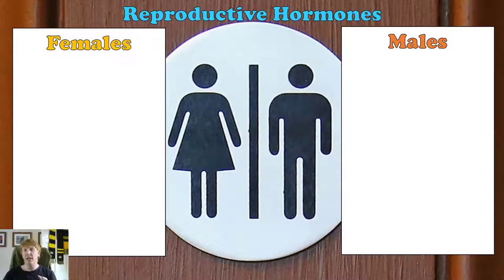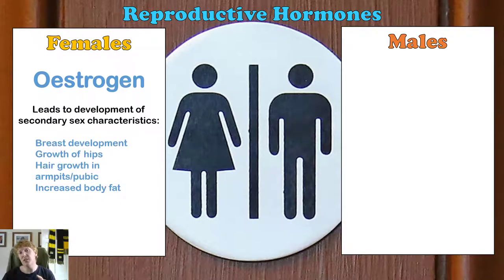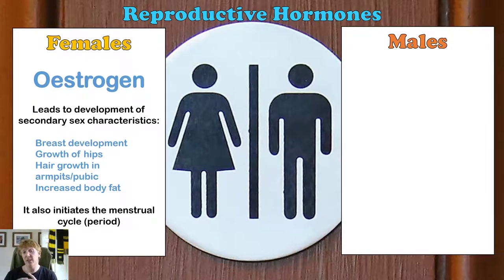All right. Okay, so what about reproductive hormones now? In females, you've got the major reproductive hormone, which is estrogen, and that leads to development of secondary sex characteristics such as breast development, growth of hips, growth of pubic hair, underarm hair, all of these things, increases in body fat, and it also instigates or starts the menstrual cycle. Okay, so this is getting your period once a month. It initiates that fertility cycle there.